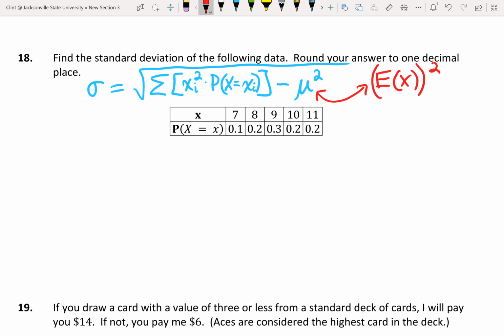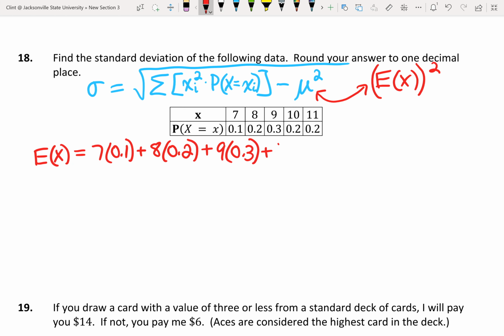The first thing we want to do is get the expected value. Okay, so this is just like the last problem. 7 times 0.1 plus 8 times 0.2 plus 9 times 0.3 plus 10 times 0.2 plus 11 times 0.2. If we punch that in our calculator, I'm going to pause for a second. Okay, we get 9.2 there. Save that number, we're going to have to use it again.